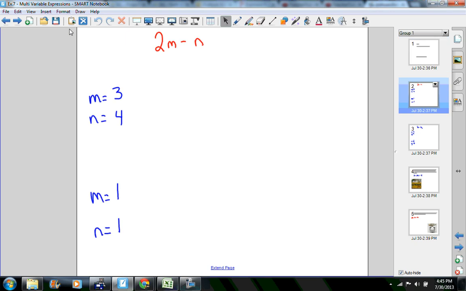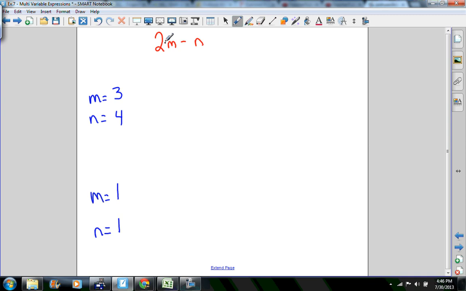So we are going to be now taking these same expressions that we did before, except instead of one variable, we're going to have two, but everything else stays the same. So for this top expression, I'm going to use black here. I take this, remember, has that dot in there that means multiplication, even though it's not seen. So we're going to go 2 times m, which is 3, minus n, which in this case is 4.